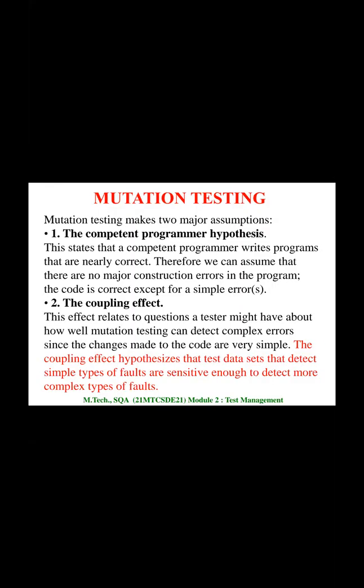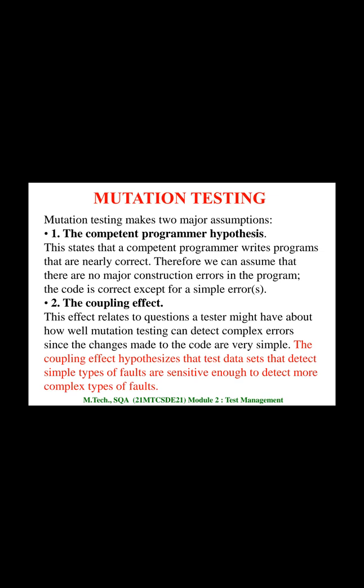Mutation testing makes two major assumptions. While performing mutation testing, we will have two assumptions. The first one is the competent programmer hypothesis. It states that a competent programmer writes programs that are nearly correct. We will assume that whatever program is written by the programmer is perfect. Therefore, we can assume that there are no major construction errors in the program. The code is correct except for simple errors. We assume that the program is almost 90% perfect and there are some hidden errors, 2 or 3%.